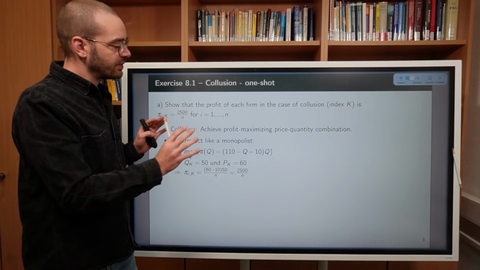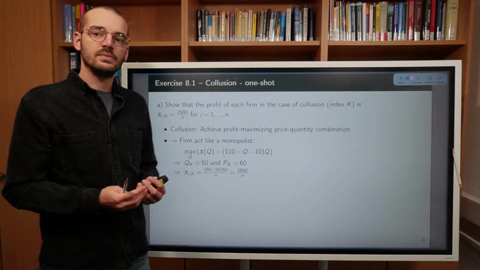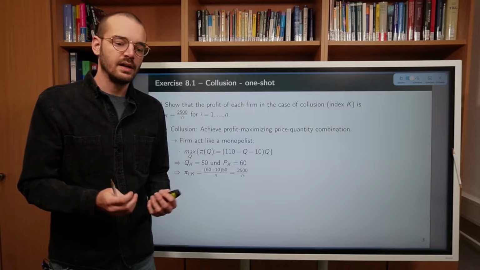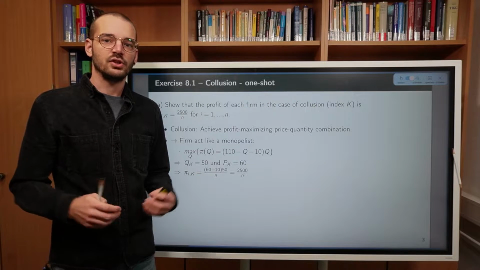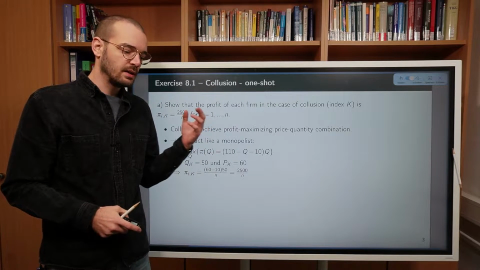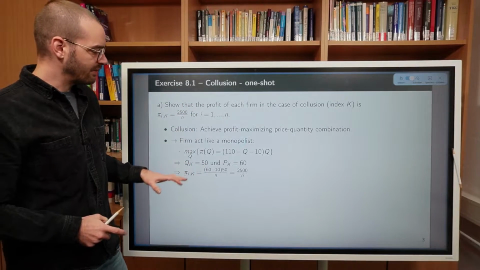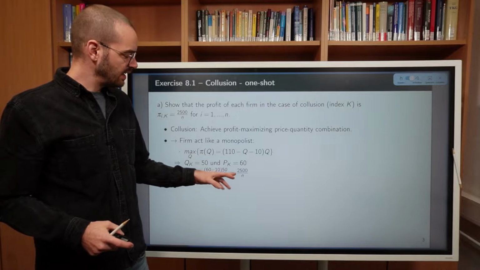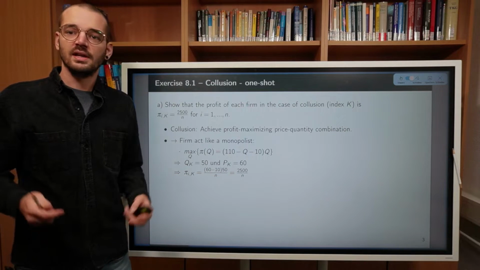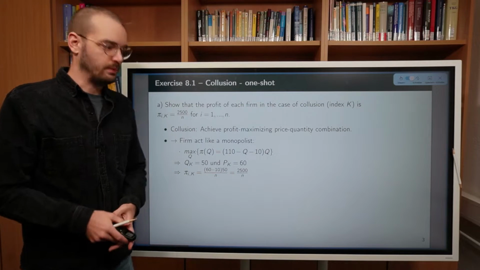And thus we know that in this collusive situation, where all firms are acting in a joint fashion and are maximizing the joint profits, we have individual firms' profits in the amount of 2,500 divided by n, the number of firms in the market.